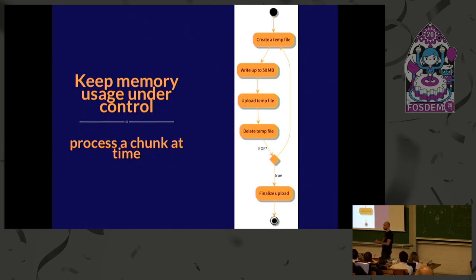Then we upload that temporary file as a part of the multipart upload. We delete the file so that we keep also the disk usage under control, and we check: are we done? No, go back to the beginning. Write temp file, upload, delete. Once we reach the end of the incoming stream, so the request body, we say, okay, we're done, and we send the finalize call. And that's it.